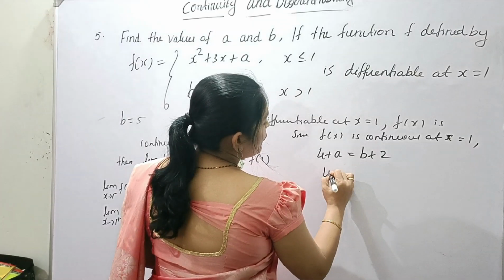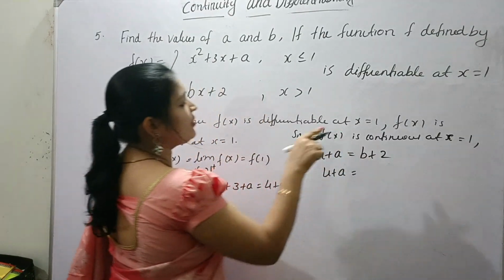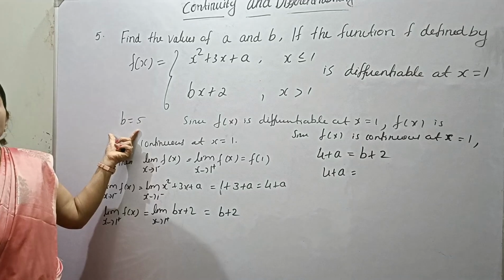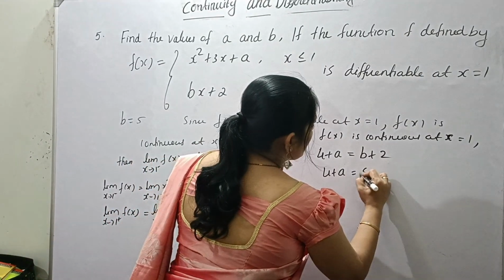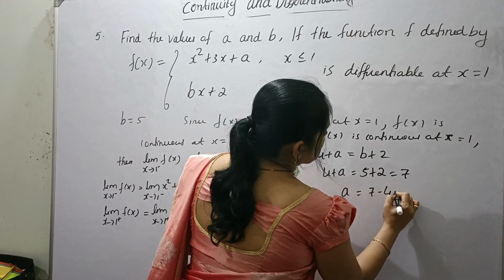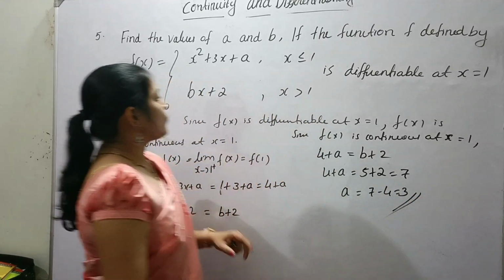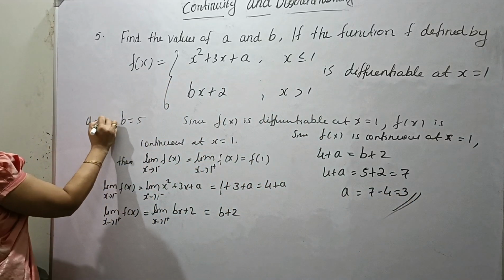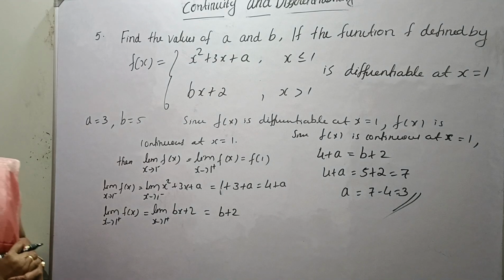Okay. So here 4 plus a is equal to, what is our b? B value is 5. Okay. Value of b is 5. 5 plus 2, that is 7. So a is equal to 7 minus 4, that is equal to 3. So we have got a is equal to 3 and b is equal to 5.